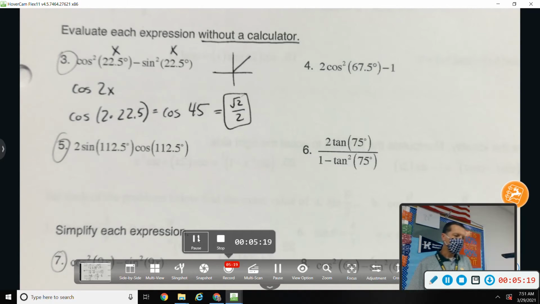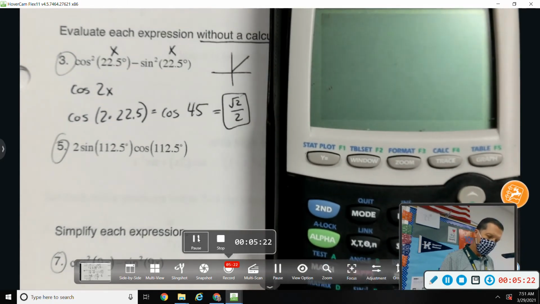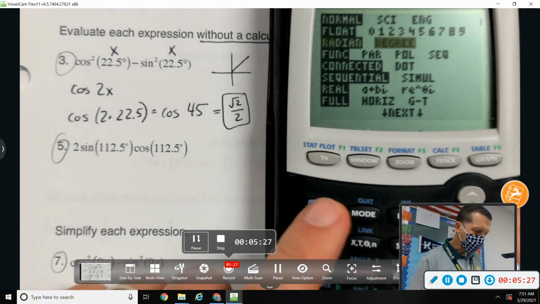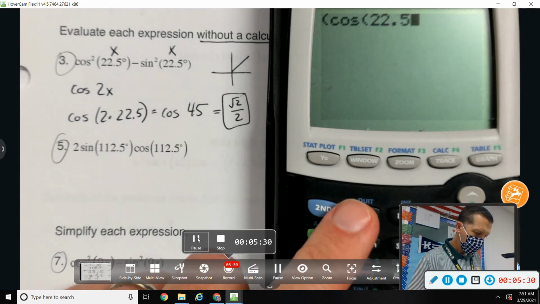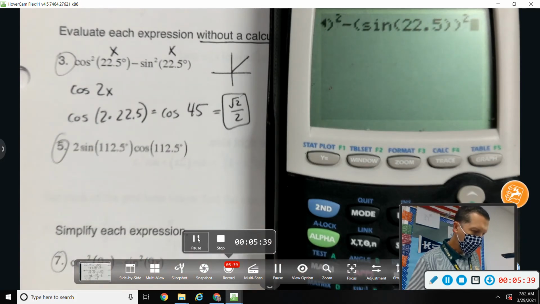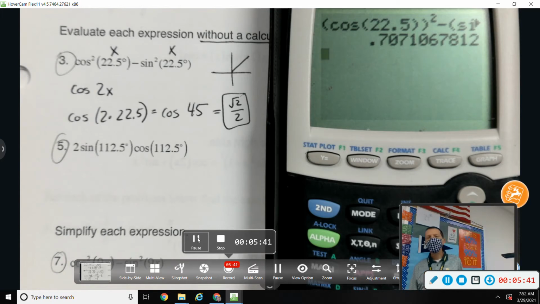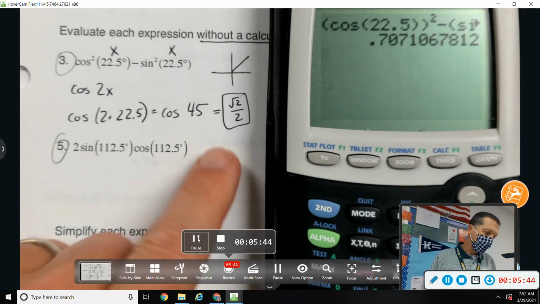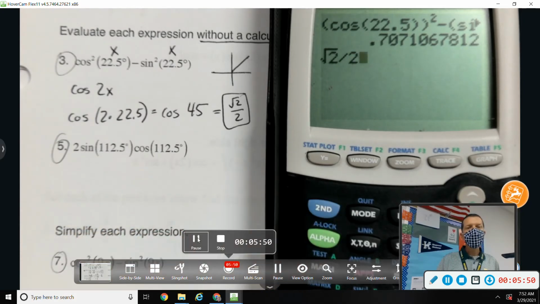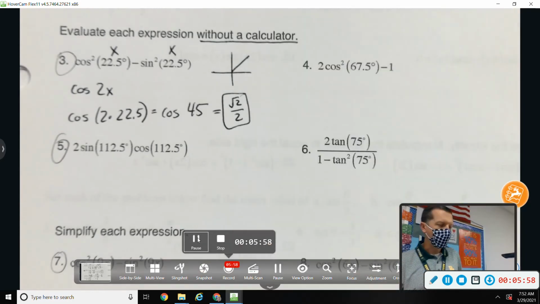This would be a good one that you could use the calculator on. So if you wanted to take the cosine of 22.5, you better be in degrees, squared minus sine of 22.5 squared. If you write 0.707, you're not going to get credit because I need to see the pre-cal stuff. But if you want to check that that's equal to root 2 over 2, these should be the same thing, and they are, so I can feel pretty good about my answer. So it's another one where the calculator helps check, but doesn't really help you arrive at the answer.